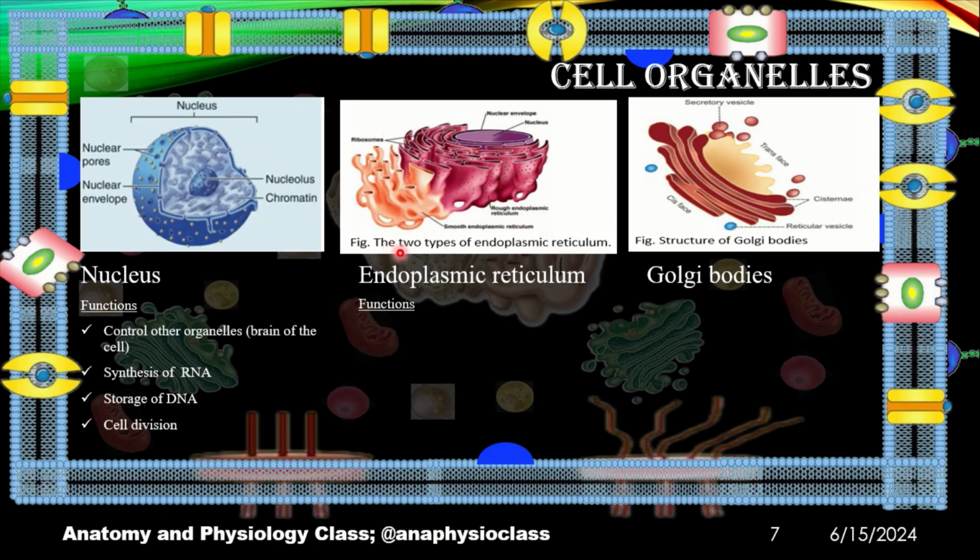Then endoplasmic reticulum. The endoplasmic reticulum is a tubular organelle which is also bounded by a double membrane. The endoplasmic reticulum is of two types. We have the smooth ER and the rough ER. The smooth ER is the endoplasmic reticulum that doesn't have ribosomes bound to it, while the rough ER is an endoplasmic reticulum that has so many ribosomes bound to it.